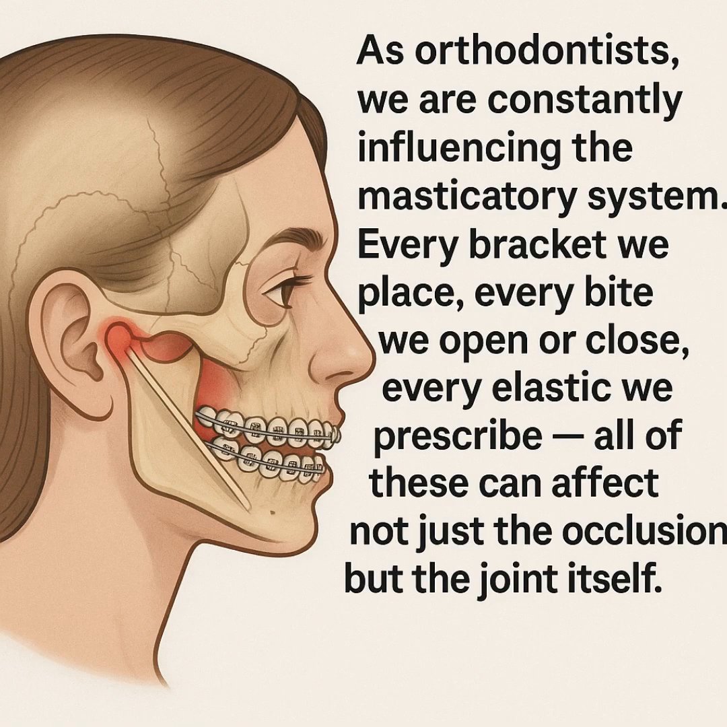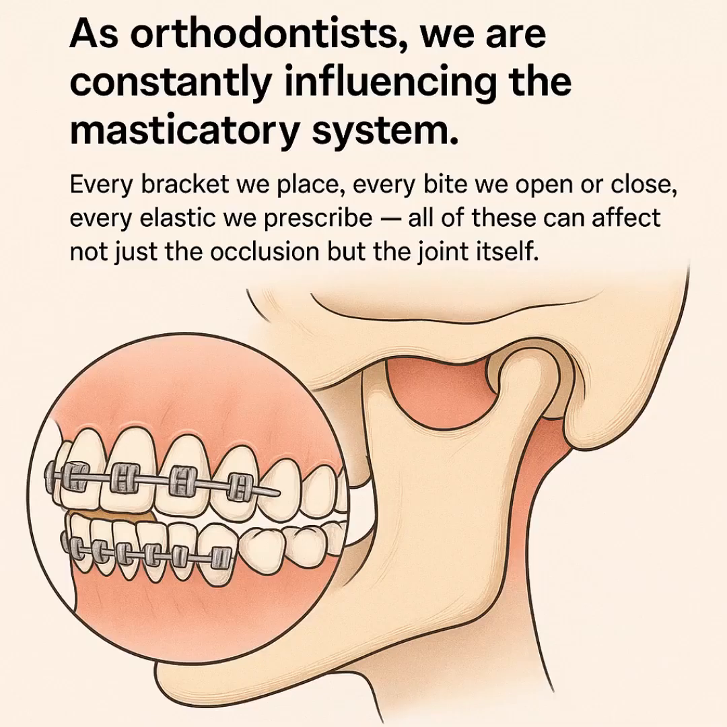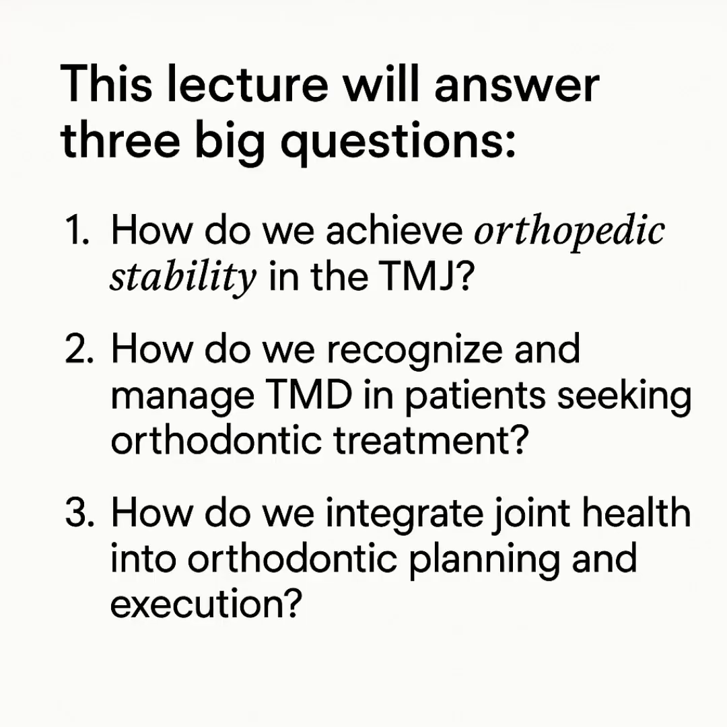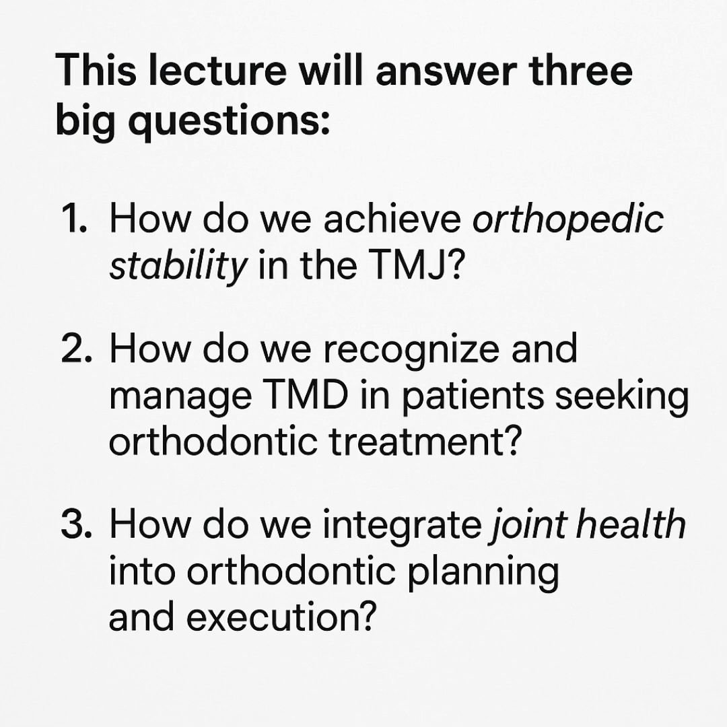As orthodontists, we are constantly influencing the masticatory system. Every bracket we place, every bite we open or close, every elastic we prescribe. All of these can affect not just the occlusion but the joint itself. This lecture will answer three big questions. 1. How do we achieve orthopedic stability in the TMJ? 2. How do we recognize and manage TMD in patients seeking orthodontic treatment? 3. How do we integrate joint health into orthodontic planning and execution?